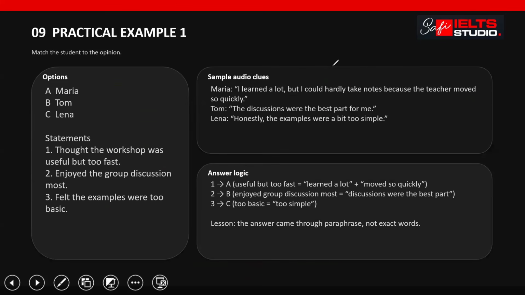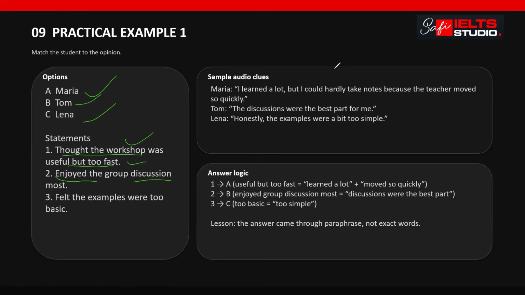For example, these are some of the options. Suppose 1, 2, 3. There are 3 names. Suppose Maria, Tom, and Lena. And then we have some statements. Thought the workshop was useful but too fast. Enjoyed group discussion most. Felt examples were too basic. So the first talks about the speed and the productivity of that workshop.